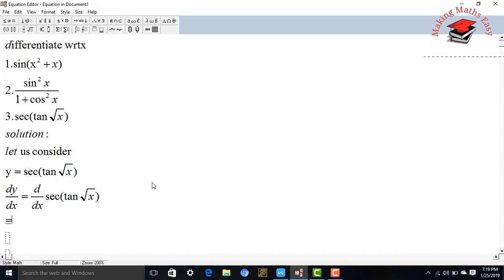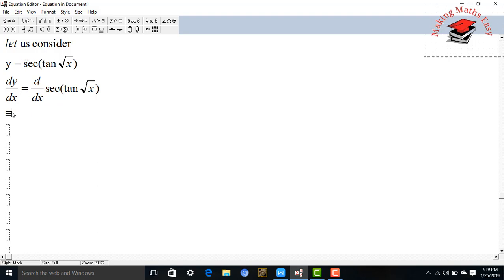Now this function is quite different. So we know that the derivative of sec theta, as I told you in the previous video, go to my previous videos, or you can open any mathematical book, and you can see the derivative of sec theta is equal to sec theta into tan theta, or sec x is equal to sec x into tan x. Then the derivative of sec tan square root of x will be equal to sec of tan square root of x into tan of tan square root of x.